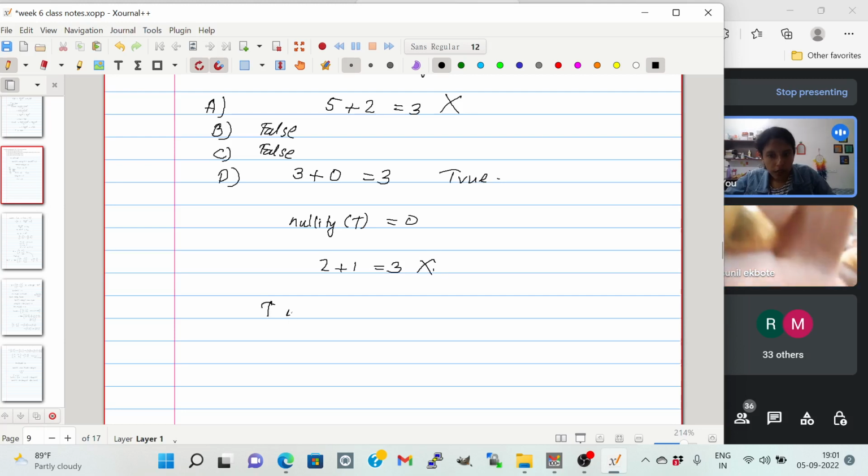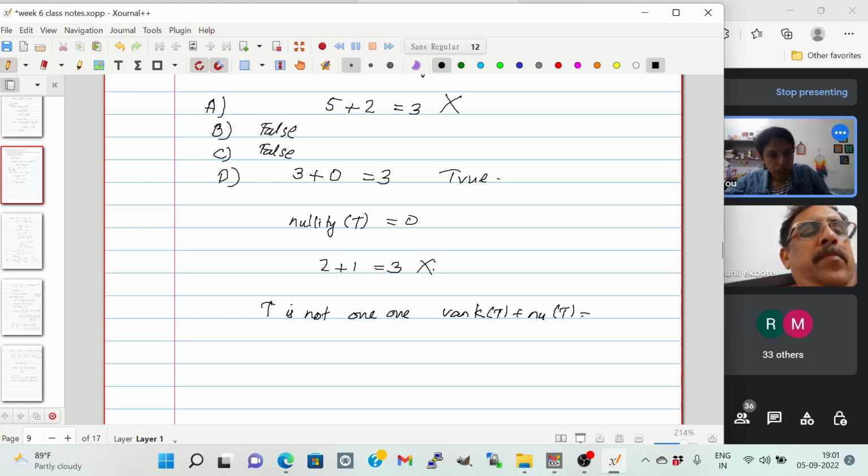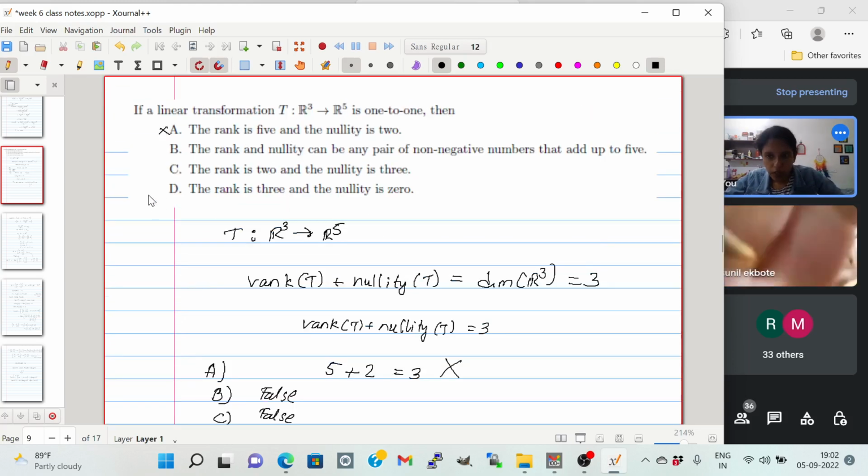If T is not 1-1, we can take any case such that the sum rank T plus nullity of T is equal to 3. So we can take a pair 1, 2 or 2, 1, whatever. Since T is 1-1, this nullity should be 0. So this is the only possibility. D is the only possibility. So D is the right answer.